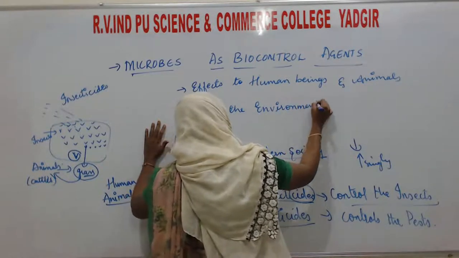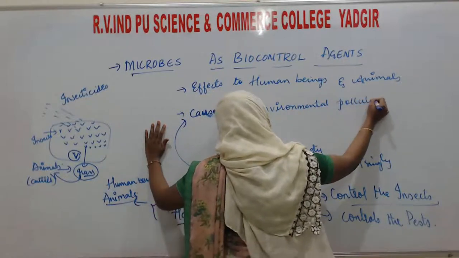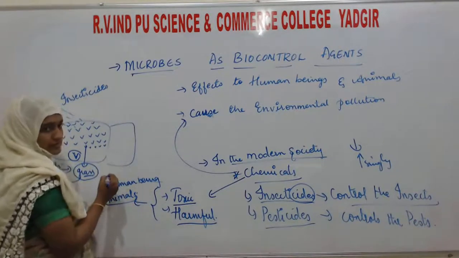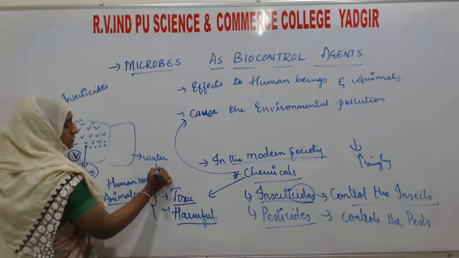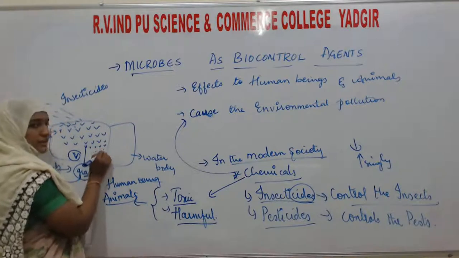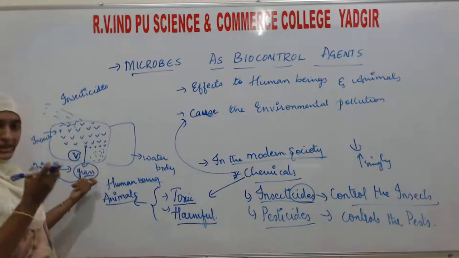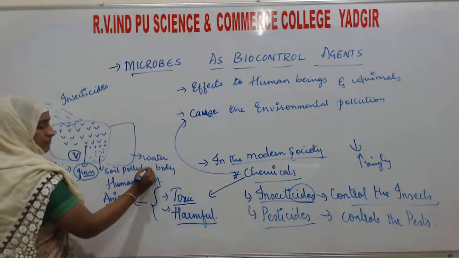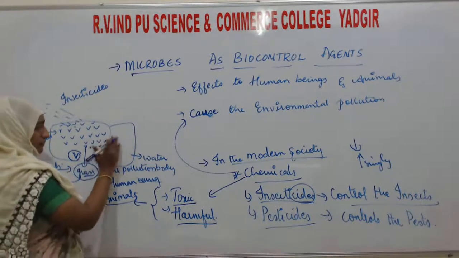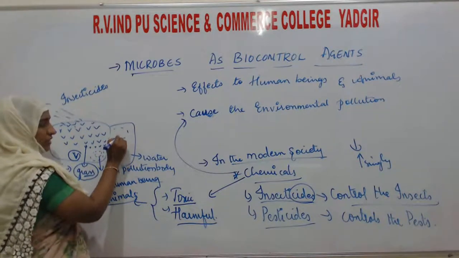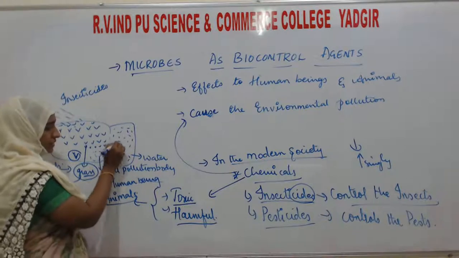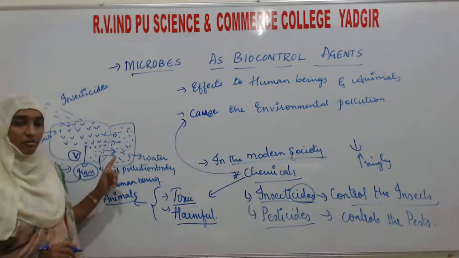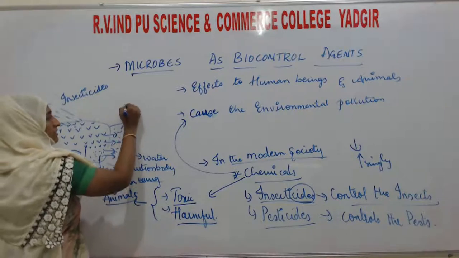How is it going to cause environmental pollution? Because it will affect the water. For example, around this crop field, there is one small water body. First of all, the chemicals are going to go into the soil, causing soil pollution. Then, if there is a water body just beside this crop field, that particular chemical will flow into these water bodies. It also causes water pollution.